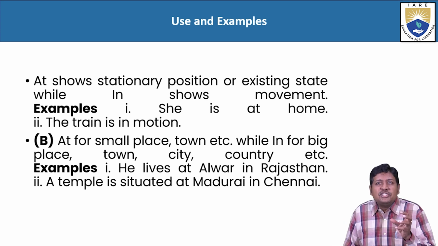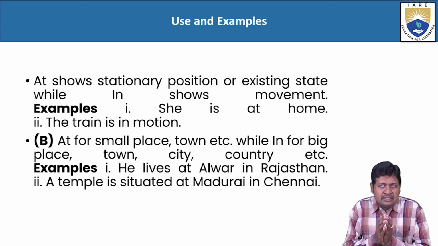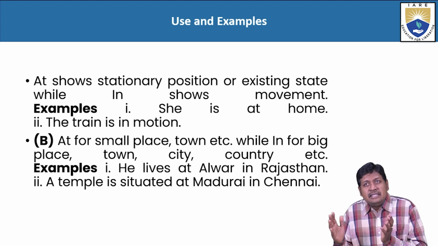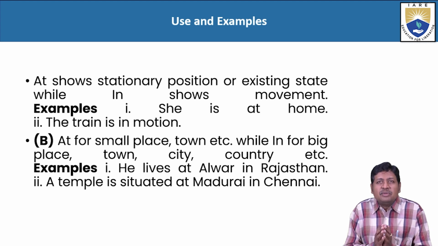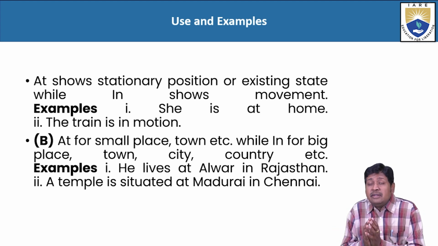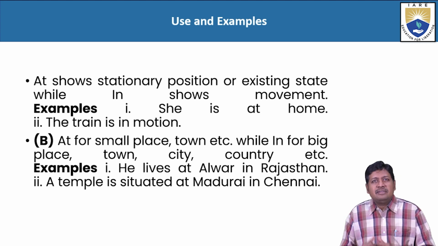Similarly, at for small space, town, while in for big place, town, city, country. For example, he lives at Alwar in Rajasthan, or he lives at Abids in Hyderabad, for our easy understanding. A temple is situated at Madurai in Chennai. So Madurai is actually the district headquarters. Imagine, Chennai is the capital of Tamil Nadu. So a temple is situated at Madurai in Chennai. So for smaller locations and bigger locations, when we use both together, at for smaller locations and in for bigger ones.